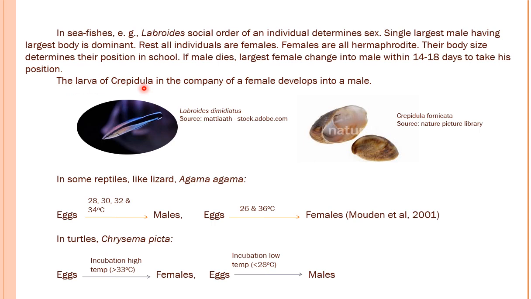The larvae of Crepidula, in the company of a female, develop into males. These are the images you can see. This one is labroids and this one is Crepidula.